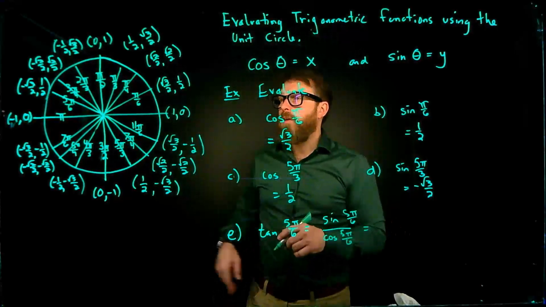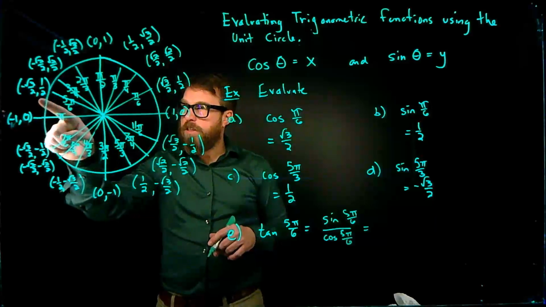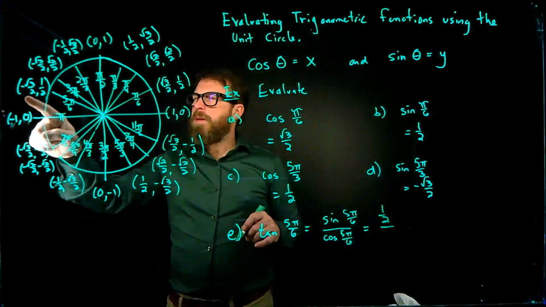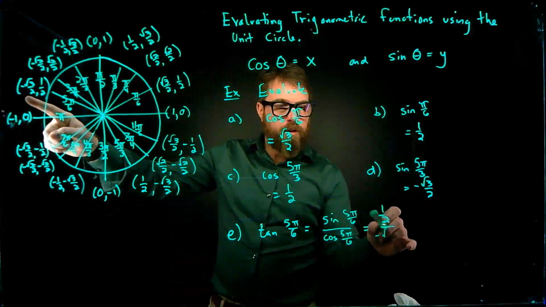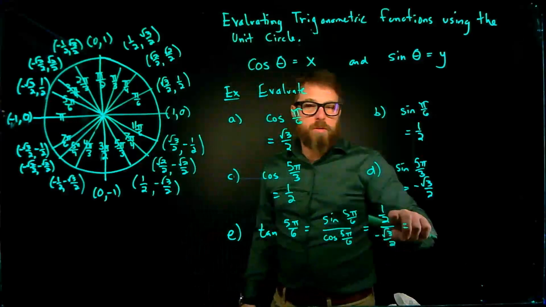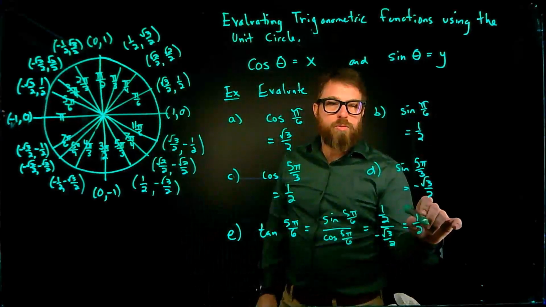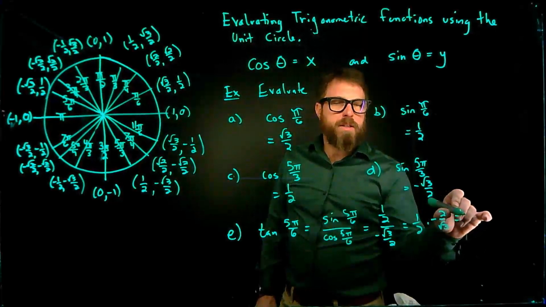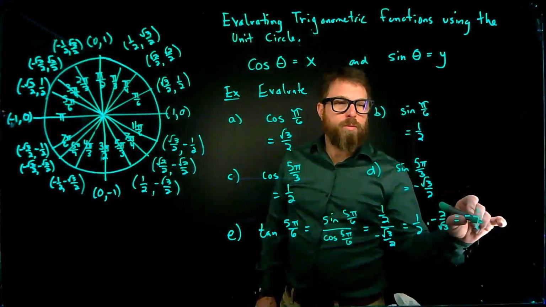The sine being the y-coordinate, so here is our 5 pi over 6, the sine being the y-coordinate, which is a half. And the cosine being the x-coordinate, which is minus root 3 over 2. If I multiply by the reciprocal, those 2's will cancel. So what we're getting is negative 1 over root 3.